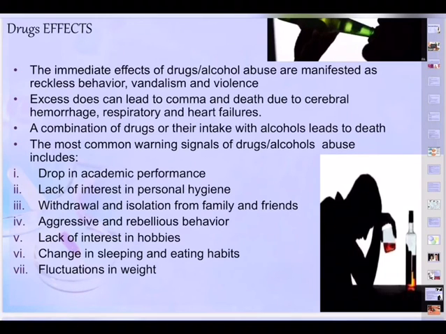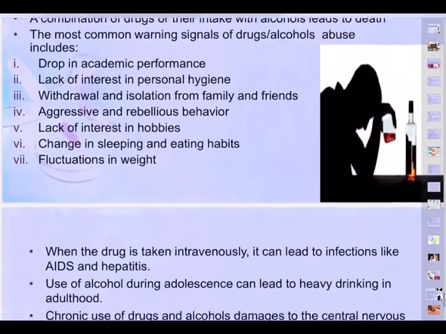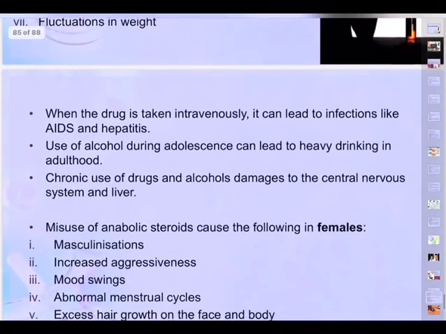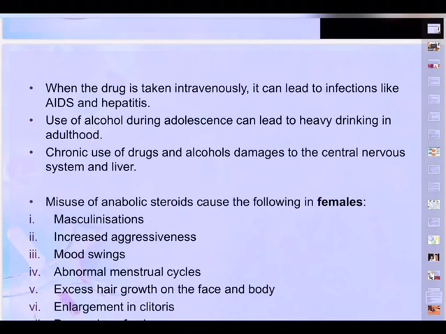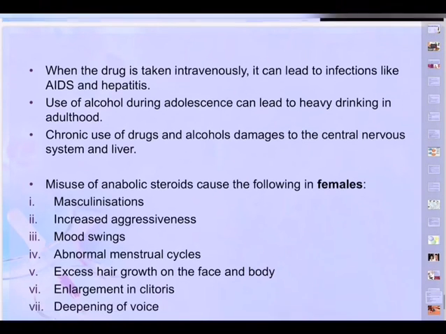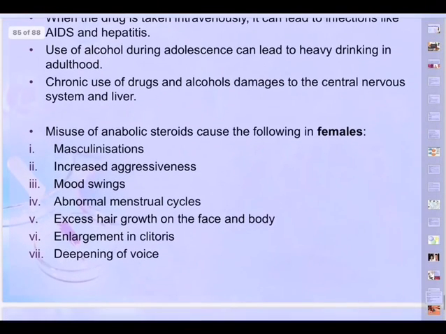So you got a drop in academic performance, lack of interest in personal hygiene, withdrawal and isolation from family and friends, aggressive and reckless behavior, rebellious behavior, lack of interest in hobbies, change in sleeping patterns and eating patterns, and fluctuations in weight. When the drug is taken intravenously, it can lead to infections like AIDS and hepatitis B.